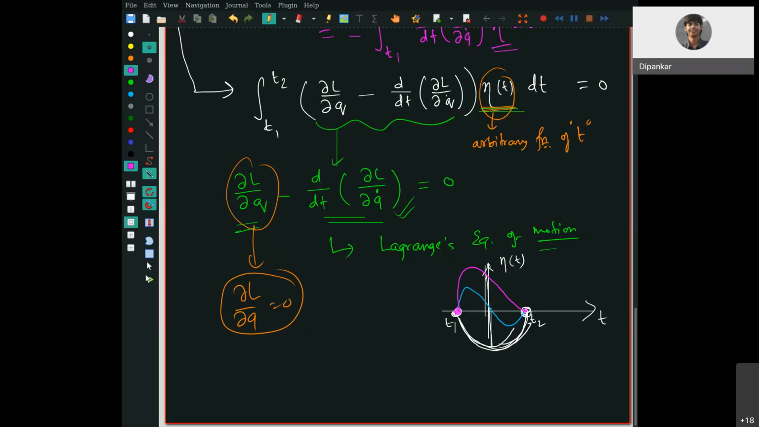Two specific values of t, one denoted by T1, another denoted by T2. At those two points, eta t should be 0. That's the only condition I demand, and apart from that, eta t is a well-behaved function. Other than that, there is no other imposition on eta t. So that does not uniquely fix eta t.